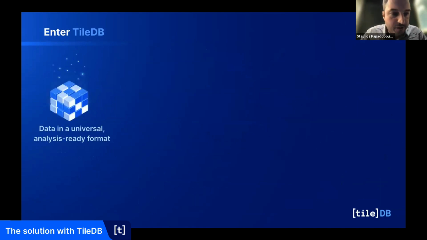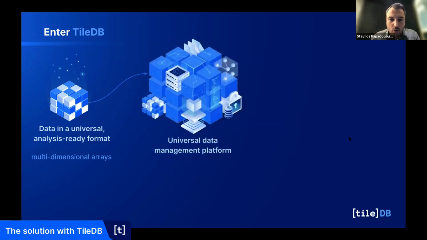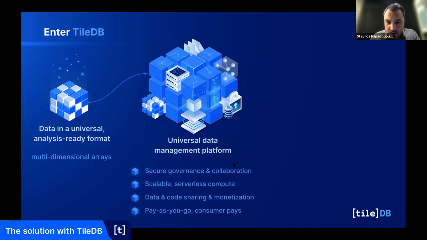So as far as the format is concerned, what we do, and I'm going to tell you how, is that we're converting those VCFs into an analysis-ready universal format, which is the multidimensional arrays. I will dedicate one slide to explain this and show you the actual solution for population genomics. Then we build an actual universal data management platform where you can unify your variants, your tables, any other clinical data in a single platform. And this comes with all the governance that you want, right? For who has access, which portions of the data they have access to. And this is scalable and serverless because, again, the data scientist should not be acting as a data engineer. They're data scientists. And this allows you to share data and code and even monetize this work. And we have adopted the pay-as-you-go model, which shifts the cost to the consumer.